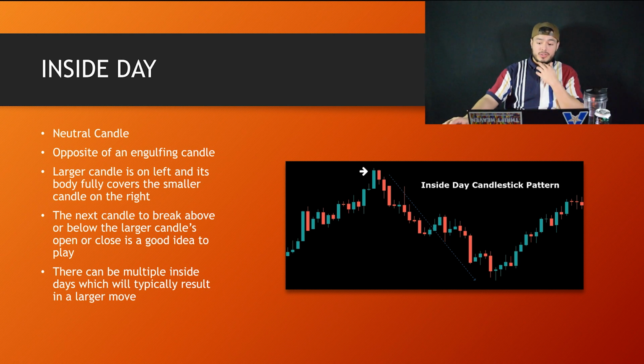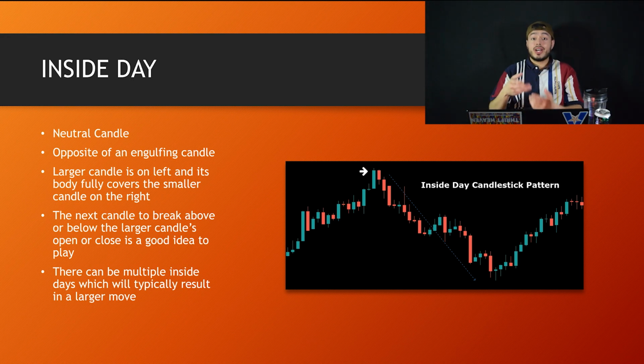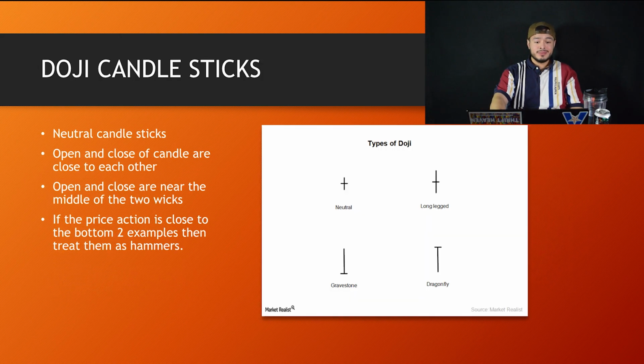But if they're at the top of a trend or the bottom of a trend, then you can play them better. And also, they're kind of like springs. So the more inside day candles that you have in a row, the bigger the move is going to be to the upside or to the downside. And also, obviously, if you have them on the daily time frame, they're going to be a bigger move than if you had them on a smaller time frame, like a 5 minute or like a 30 second or something like that.